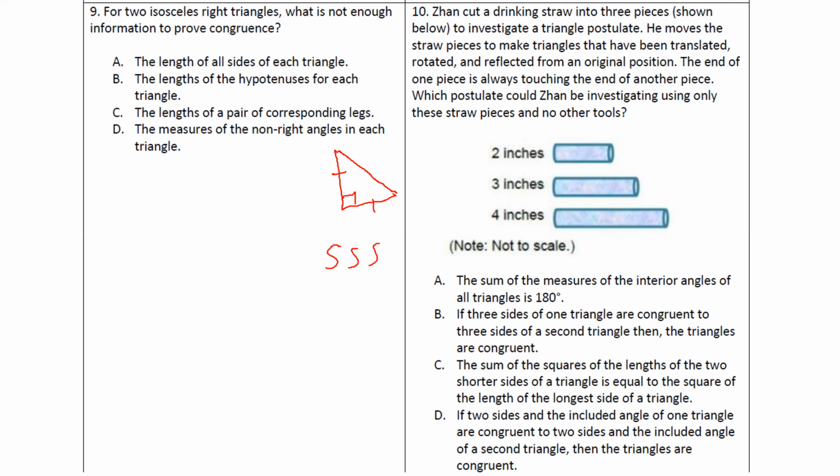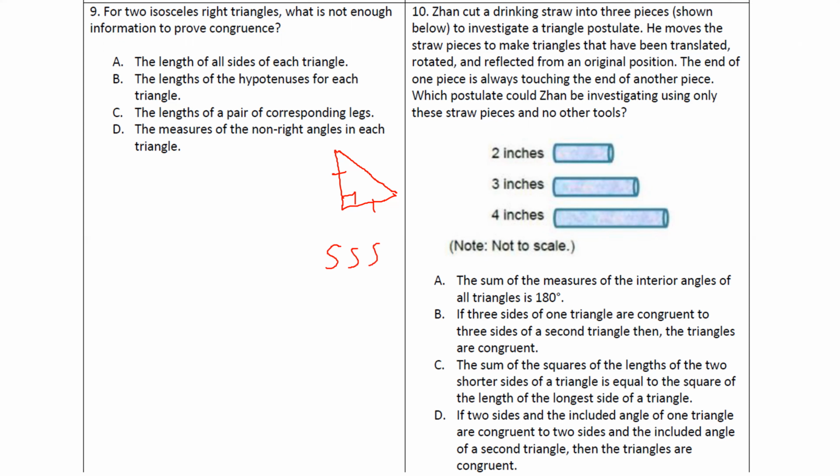Option C, the lengths of a pair of corresponding legs. Well, if I know one leg, I know the other leg, since they're isosceles, and I know the angle between them. So this is SAS. That one's definitely something that works, so that's out. The only one that doesn't work, D, is doing nothing but the angles. And AAA is not a congruency thing. That's a similarity thing. So D is the one that does not have enough information.